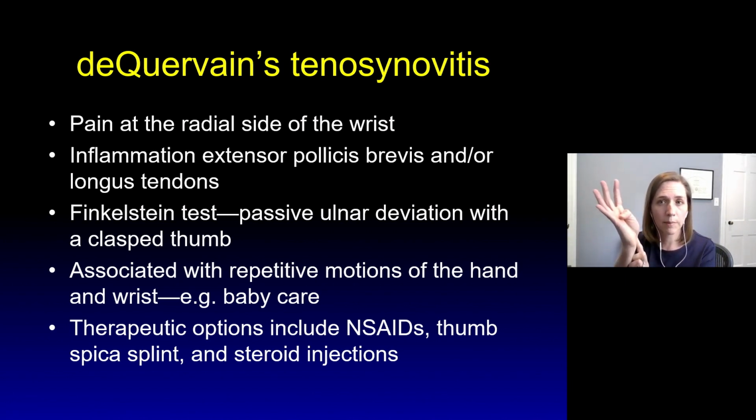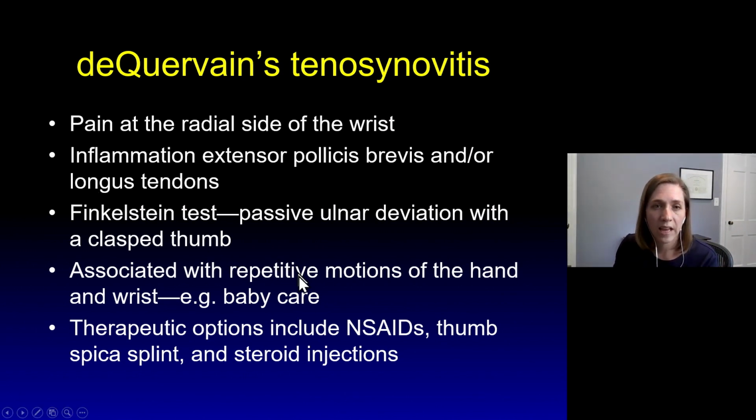You have them clasp their thumb inside their palm, and then you want to passively ulnar deviate this and feel along the tendon, and you're trying to reproduce the pain right there along those tendons. This is associated with repetitive motions of the hand and wrist, the most common being having a newborn baby, where you're diapering, holding the baby down, changing clothes all the time, and really aggravating and overusing these tendons.